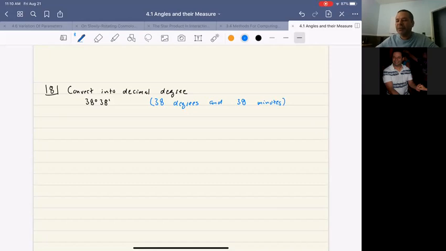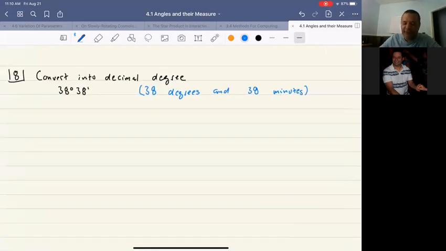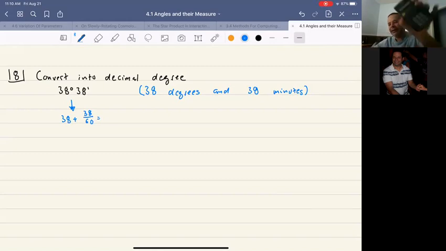Okay, so as you might guess, the conversion's gonna be, we're gonna take this 38 plus this 38 and divide it by 60. So taking my TI30XA, 38 divided by 60 is 0.633, so I get 38.63, and that 3 is repeating. Okay, now I'm going to do another one.